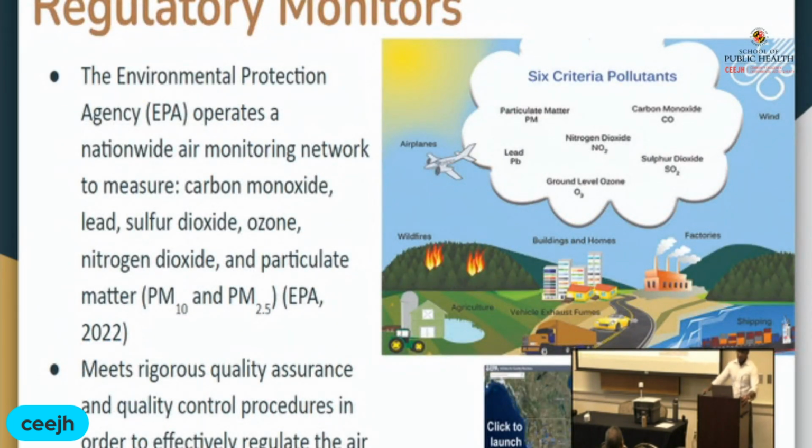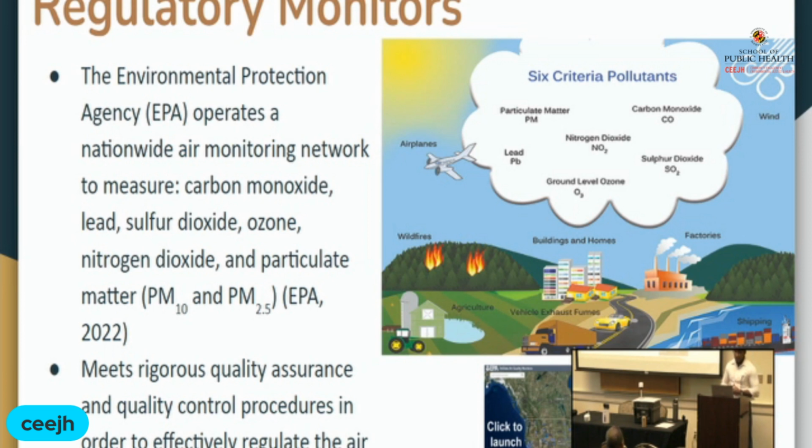So regulatory monitors. The Environmental Protection Agency, under the Clean Air Act, is tasked with regulating 6 criteria pollutants. These include carbon monoxide, lead, sulfur dioxide, ozone, nitrogen dioxide, also known as NOx, and particulate matter. Particulate matter is very important because some of these particles, specifically PM2.5, are small enough to enter your lungs and penetrate into your bloodstream. And this leads to a wide array of public health disparities that we observe today.